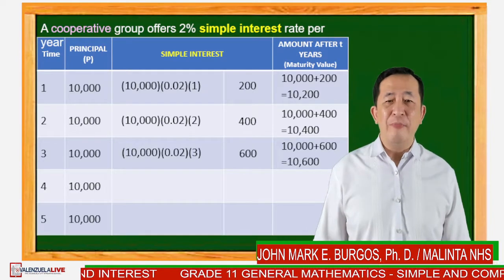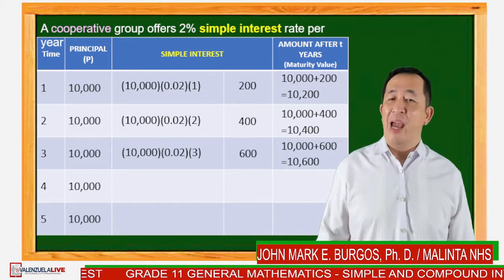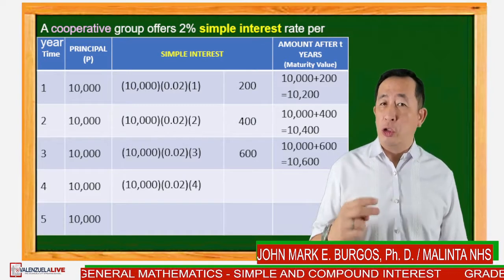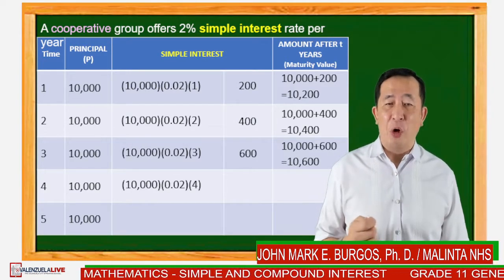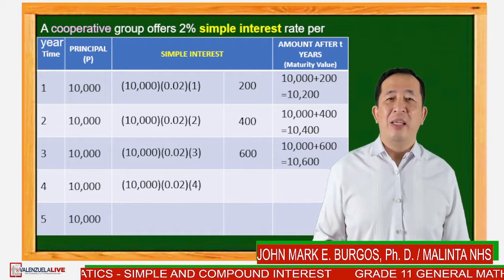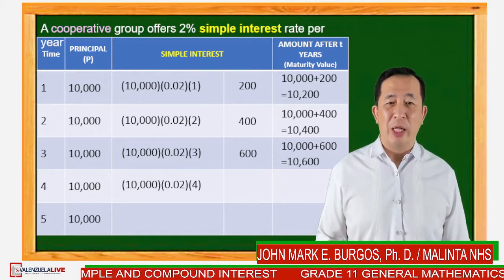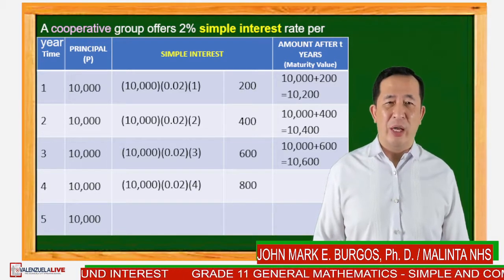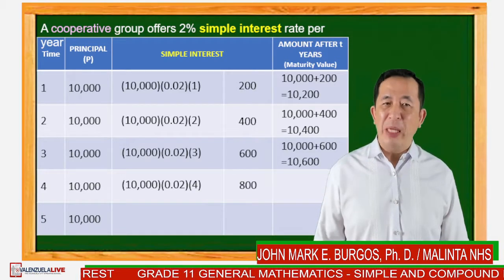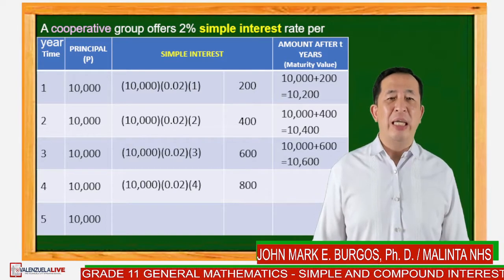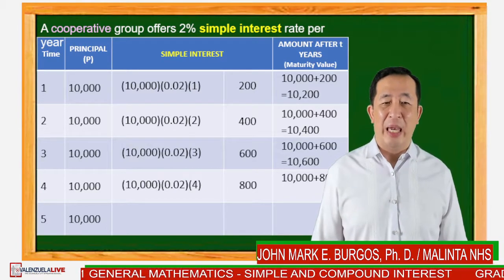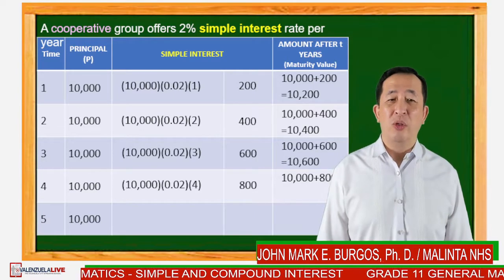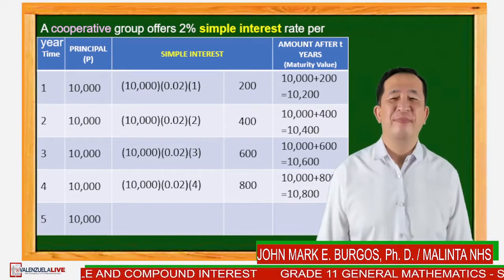On the 4th year, again, we start with the principal amount of 10,000. To compute the simple interest, it will be 10,000 times 0.02 or 2% times 4. The simple interest computed will be 800 pesos. Adding the simple interest to the principal, the maturity value will be 10,000 plus 800 is equal to 10,800.